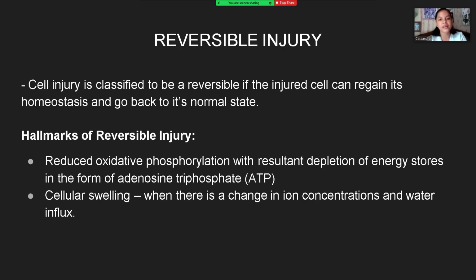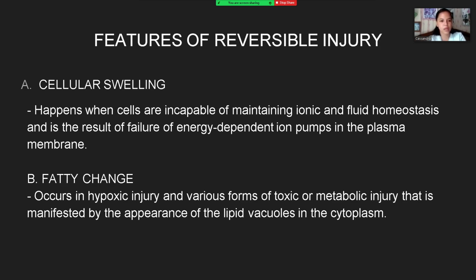Cellular swelling, when there is a change in ion concentrations and water influx. Features of reversible injury. Cellular swelling happens when cells are incapable of maintaining ionic and fluid homeostasis, and is the result of failure of energy-dependent ion pumps in the plasma membrane. There would be swelling if the cell cannot control the influx of sodium ions and water and the efflux of potassium ions to the cytosol.